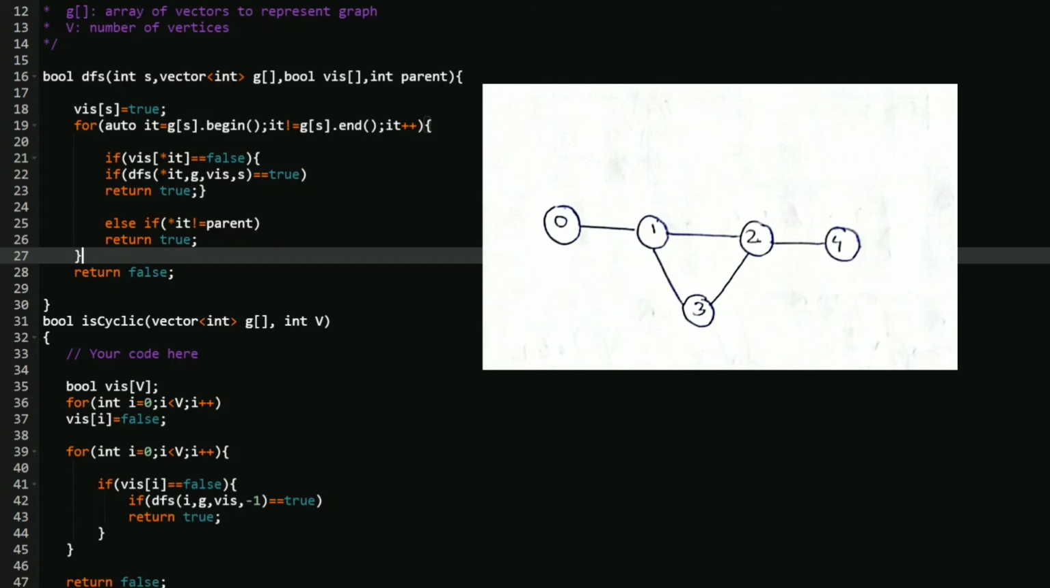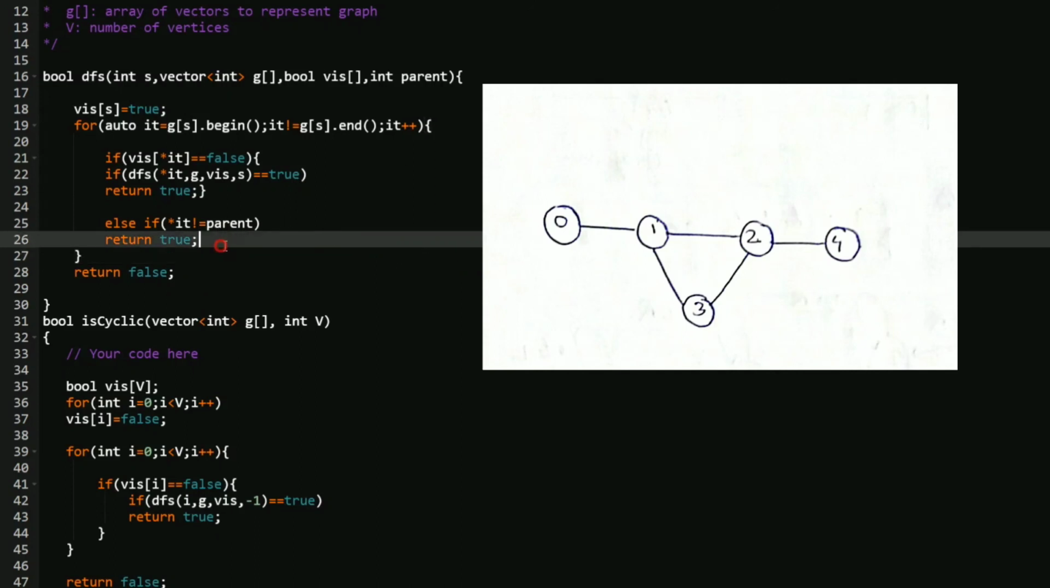So suppose from vertex 3 we now find vertex 1 as its adjacent vertex. The if condition will return false because vertex 1 is already visited, so we will go to the else if section, and in the else if section star it is vertex 1 and the parent of vertex 3 is 2. It means that star it is not the parent of vertex 3. Okay, so it will return true as the answer.